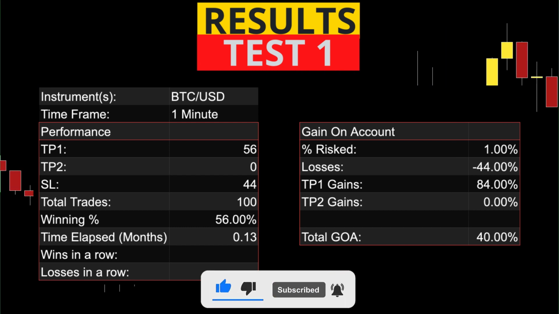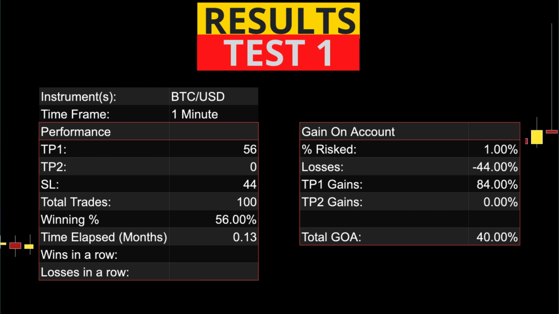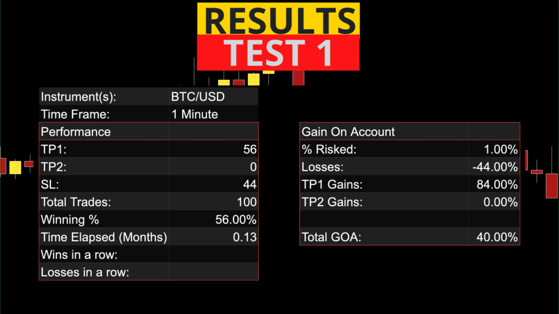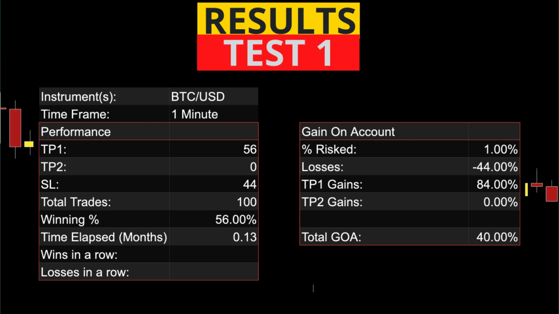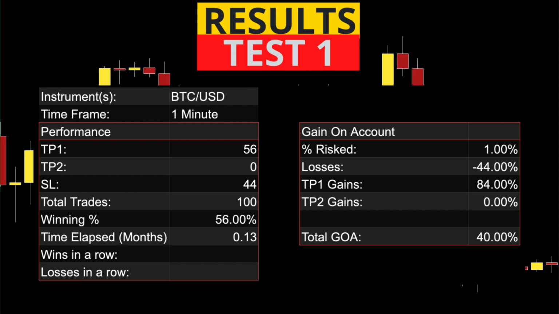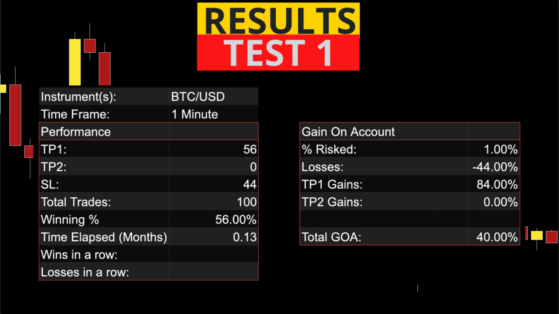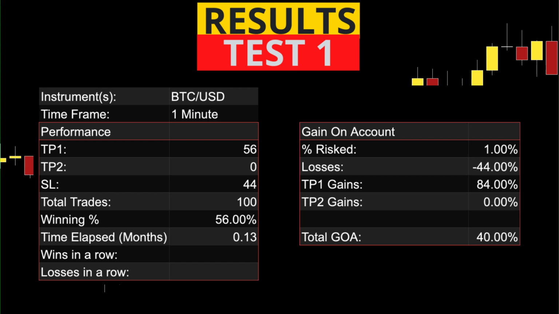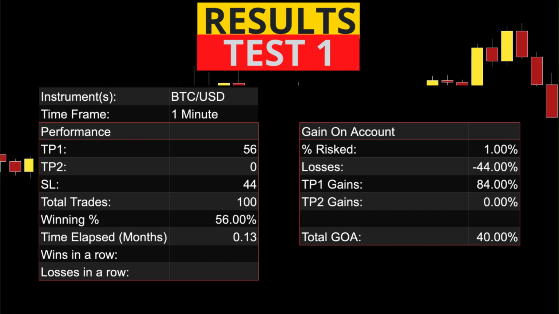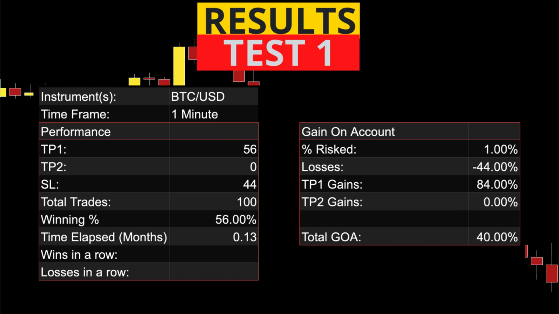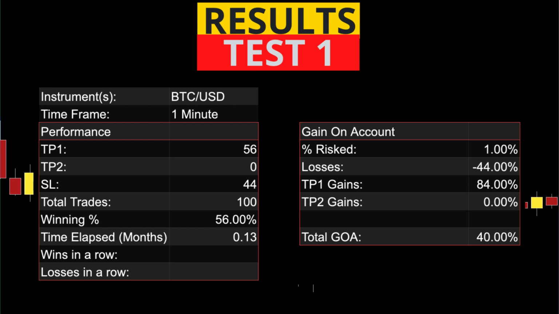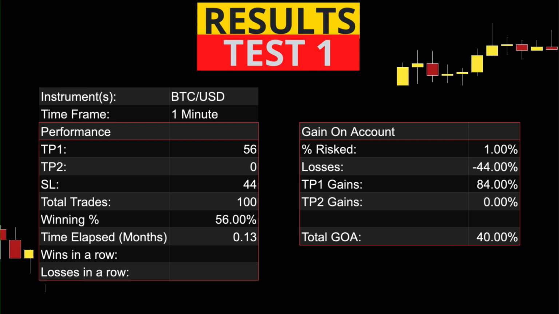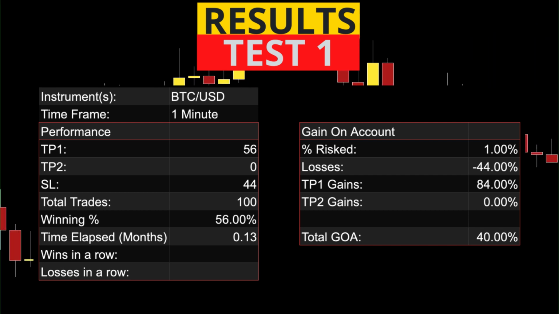Now let's review the two sets of data and go over a couple of ideas on how to optimize this system. The first test was setting a risk to reward ratio of 1.5 to 1. This test was done on Bitcoin versus the US dollar using the 1 minute time frame. There were 56 that hit target 1 and 44 that stopped out, for a winning percentage of 56% over 100 trades. It took a brisk 4 days to find those 100 trades. Risking 1% per trade, the gain on account was 40%.